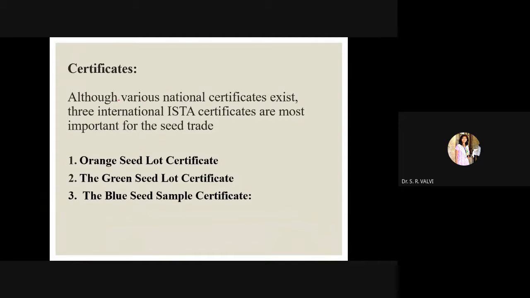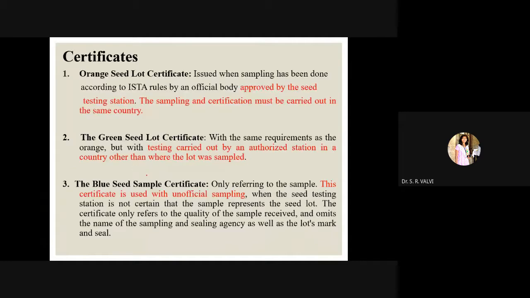Now, we have different kinds of seed sampling certificates. There are various national certificates that exist, but according to ISTA, these 3 are the important seed certificates: the orange seed lot certificate, the green seed lot certificate and the blue seed lot certificate. We will see them one by one. First, the orange seed lot certificate. This certificate is issued when the sampling is done according to the rules of ISTA.